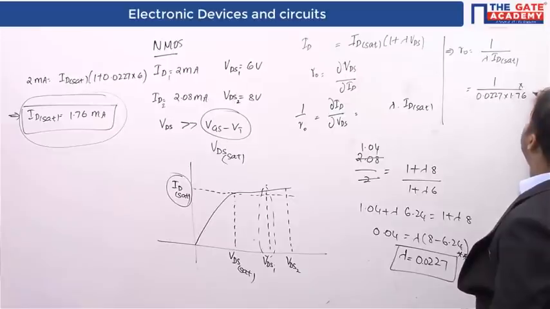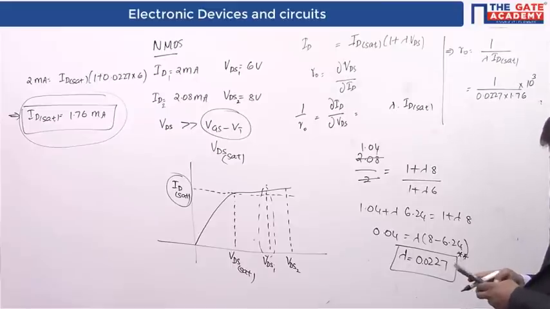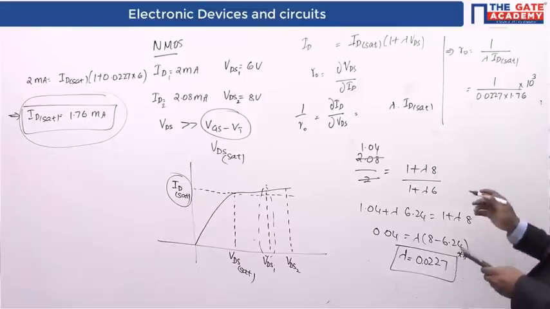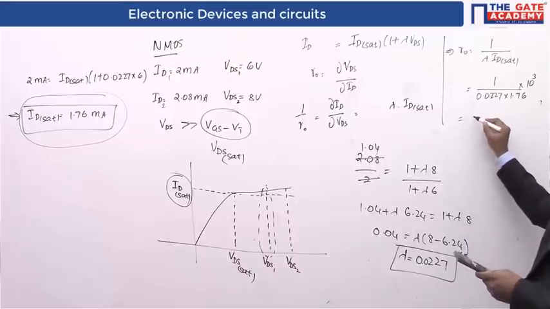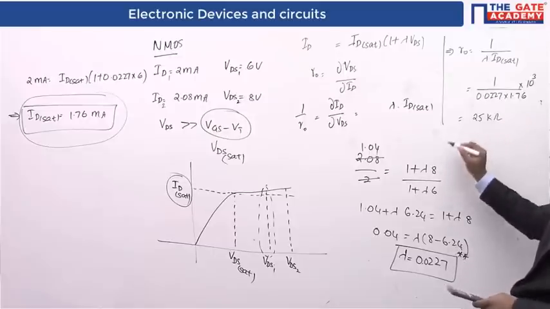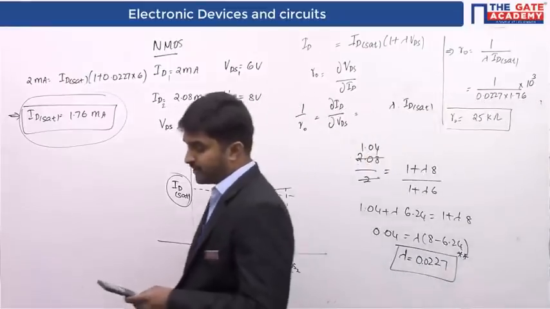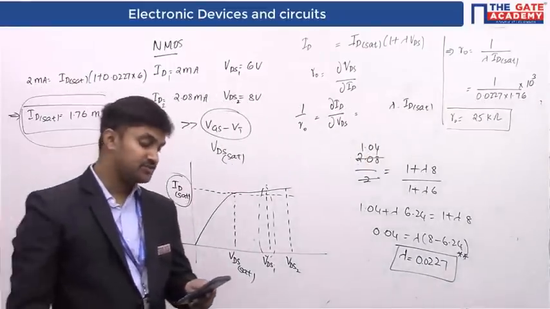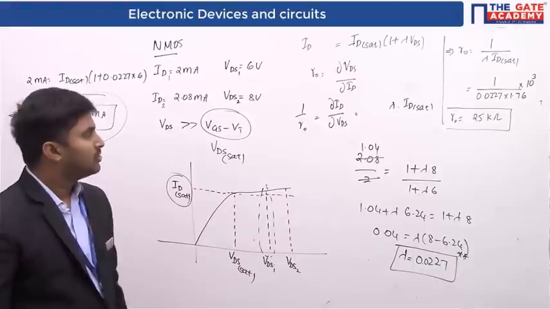So the milli goes to the numerator and it becomes K. Therefore it is 1000 divided by 0.0227 multiplied by 1.76, which is around 25 kilo ohms. Approximately; the actual value is 25.03 kilo ohms. I am approximating it to 25 kilo ohms.